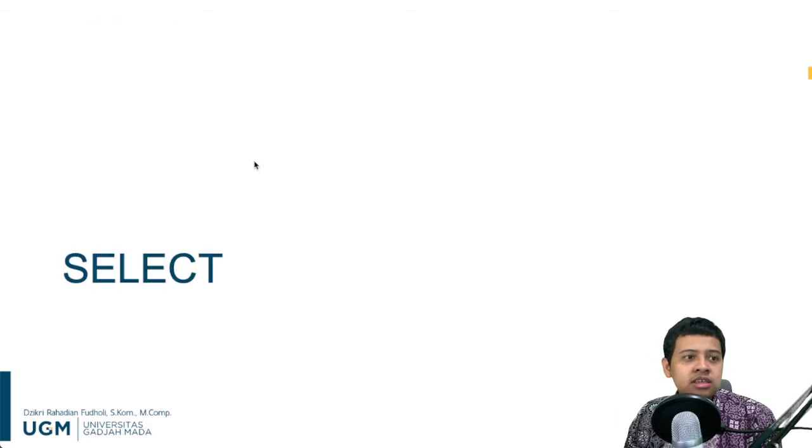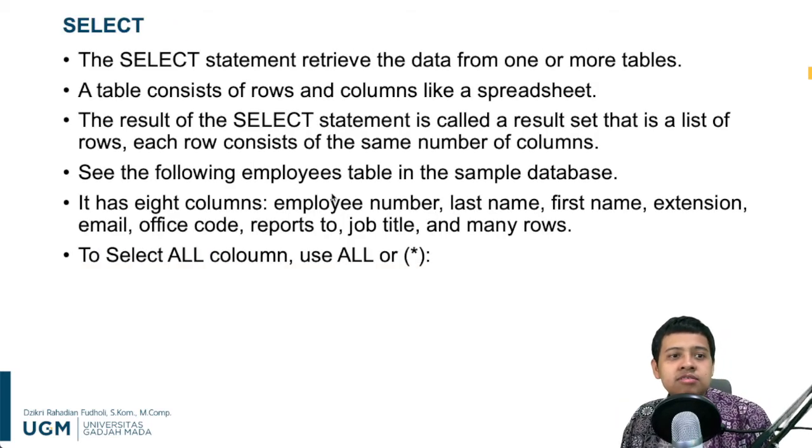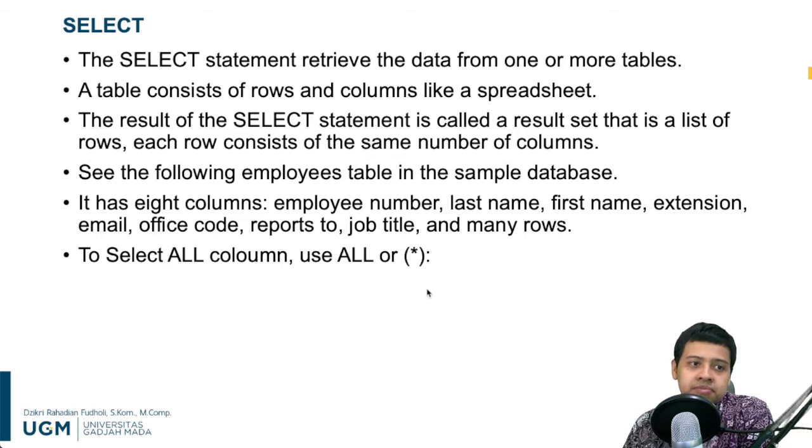So let's look at the following employees table in the sample database. We have 8 columns, which are employee number, last name, first name, extension, email, office code, reports to, and job title, and maybe more. We can see many rows, a lot of rows, in that sample database. Now to select all columns, you can use the star. This is like a wildcard, and you can use it to represent select all.